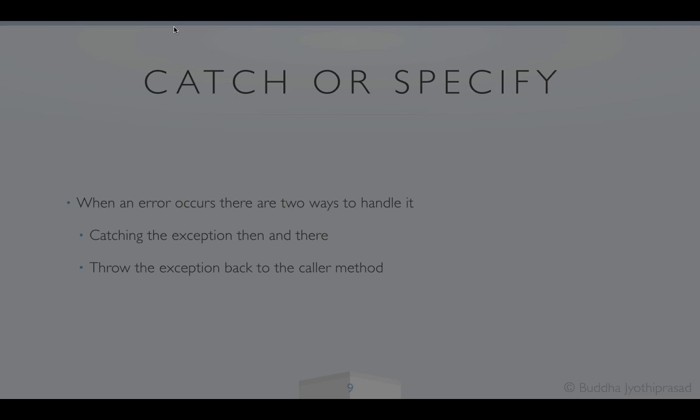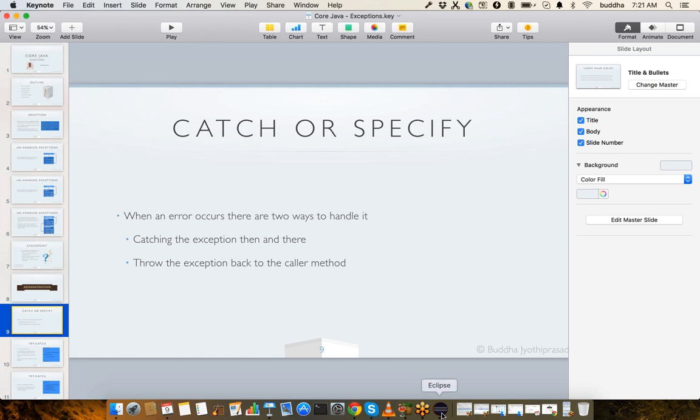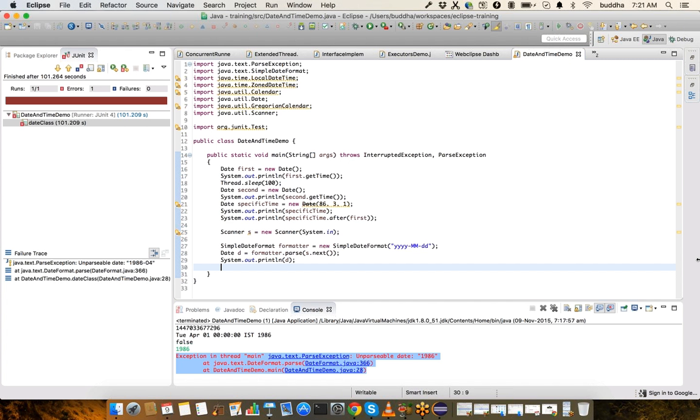Okay. So what do we do with these exceptions? There are two ways in which we can proceed whenever an error occurs. One is catching, not when the exception occurs, but when we are programming. We try to imagine what kind of exceptions may occur, and we try to catch them. Or whatever method we are writing, we have to specify that we are going to throw this exception. Now, if you remember this particular piece of code, can you tell me what we have done? Can you guess what we have done here?